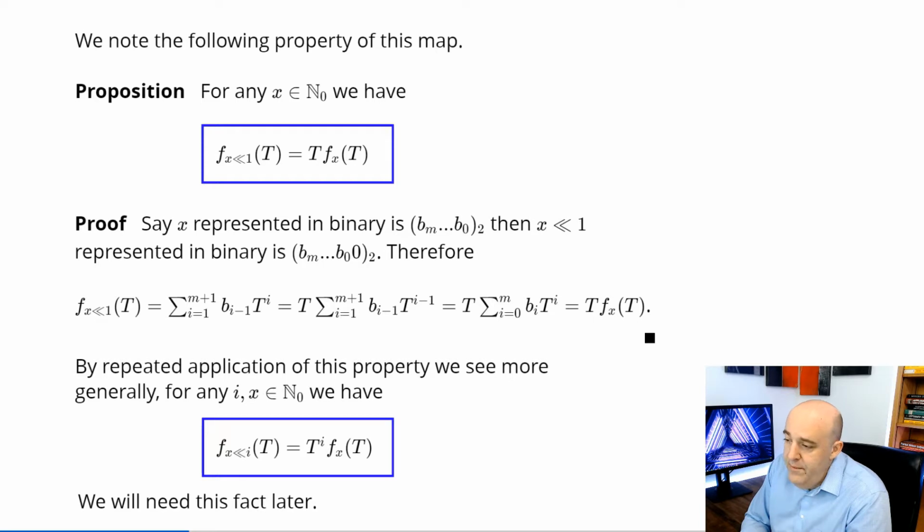If we repeatedly apply this, like keep left shifting by 1, let's say we left shift by i, we see that the polynomial associated to x left shifted by i is equal to t to the i times the original polynomial fx(t). And we'll use this fact later too.